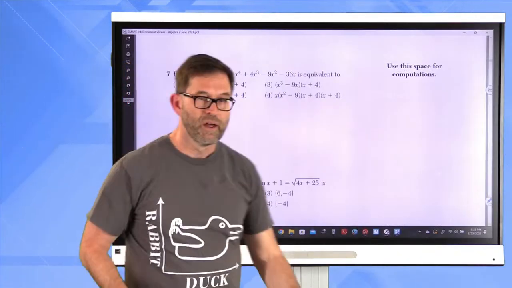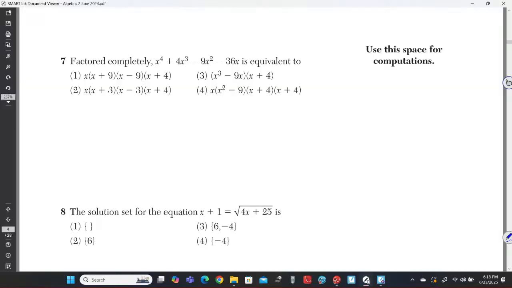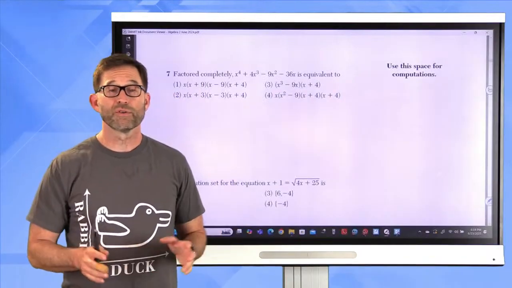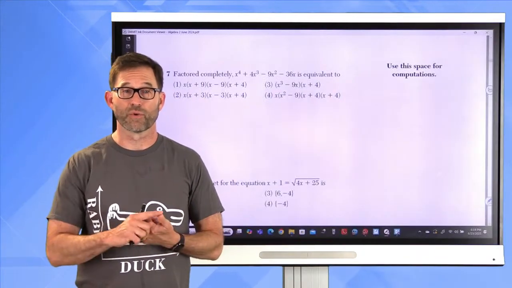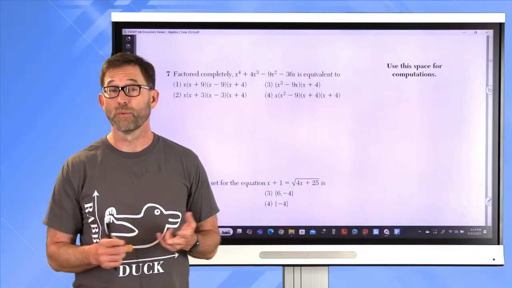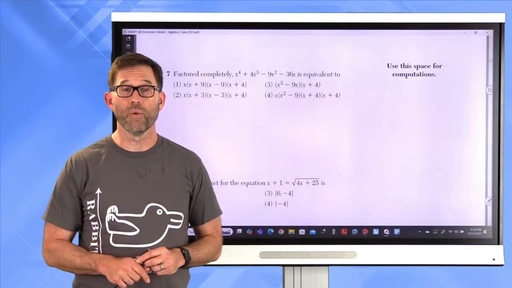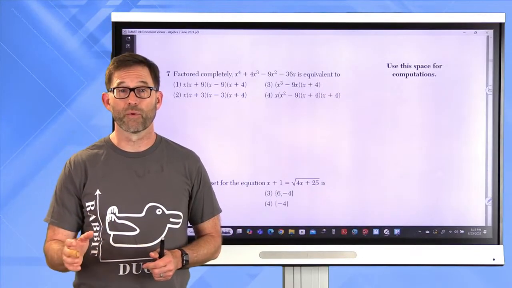Here we go. Another factoring problem, number 7. Factored completely, x to the 4th plus 4x cubed minus 9x squared minus 36x is equivalent to which of the following? There are lots of different types of factoring: greatest common factors, difference of perfect squares, trinomial factoring, which we've actually seen a couple times now. And the one that should have been new in Algebra 2 is factoring by grouping.